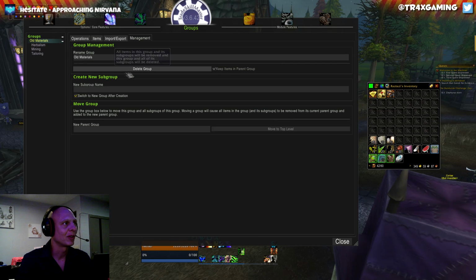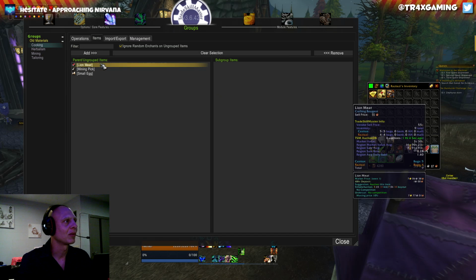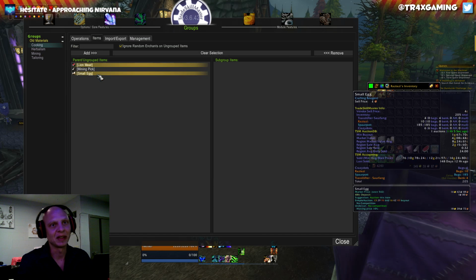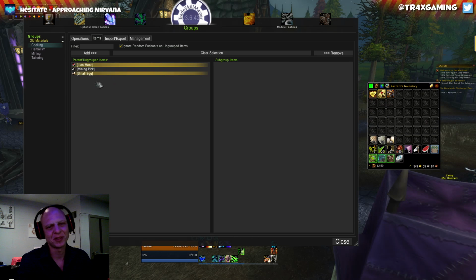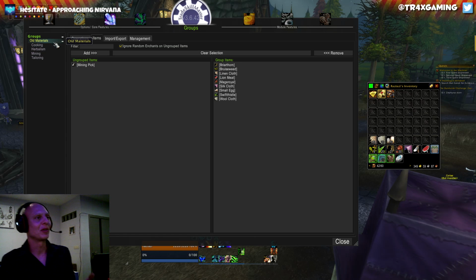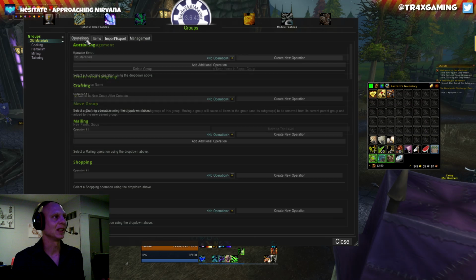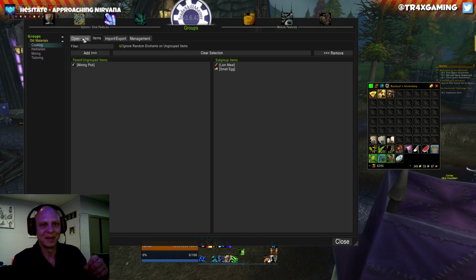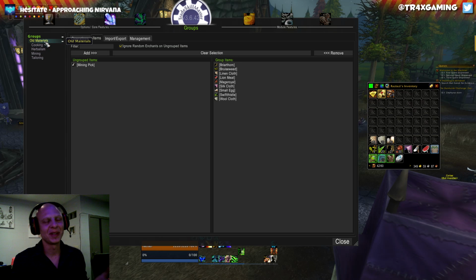And then I'm gonna add one for cooking. So these are cooking reagents. I have lion meat and then small eggs. Small eggs, especially around Winter's Veil, get quite expensive. So we now have them in groups. Yes, okay, we have them in groups, but that doesn't mean it's going to sell.